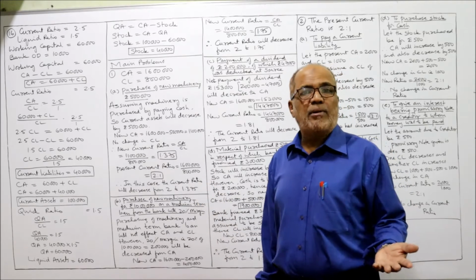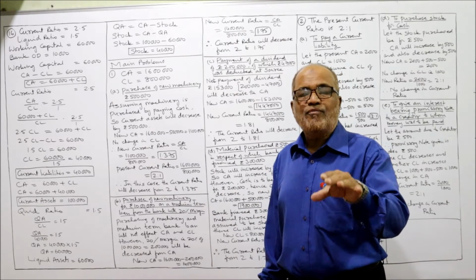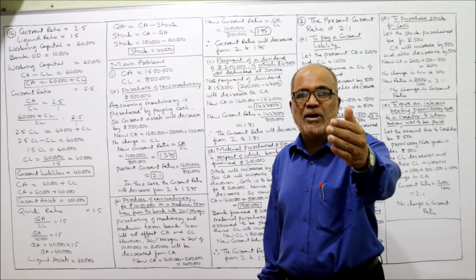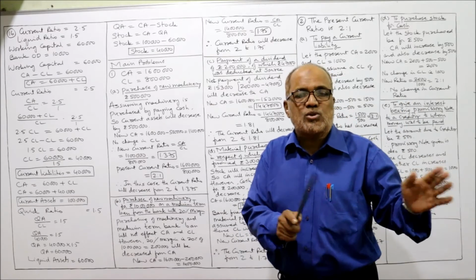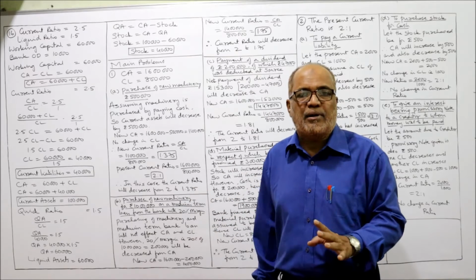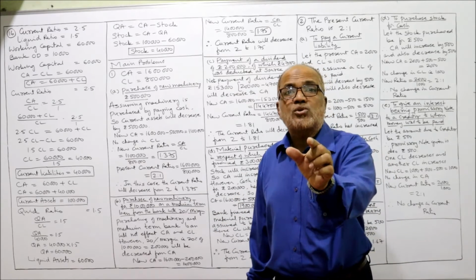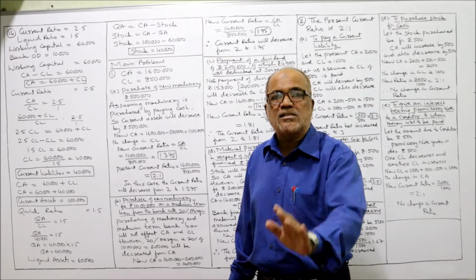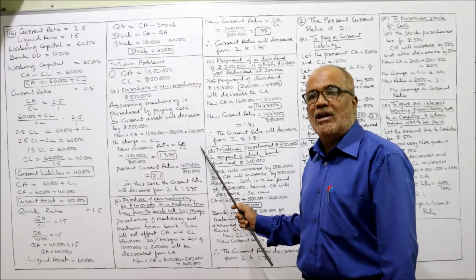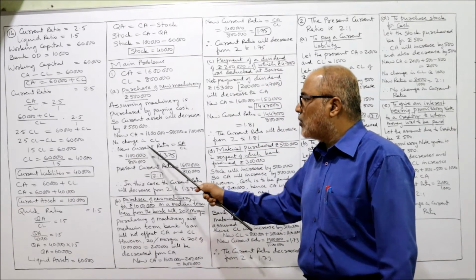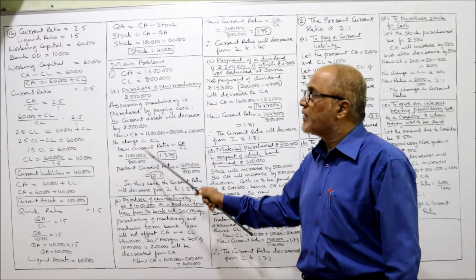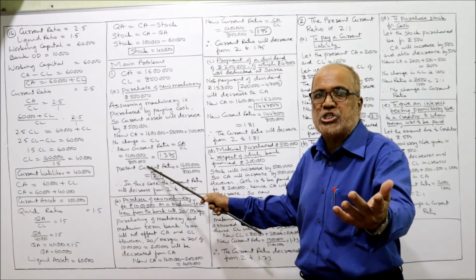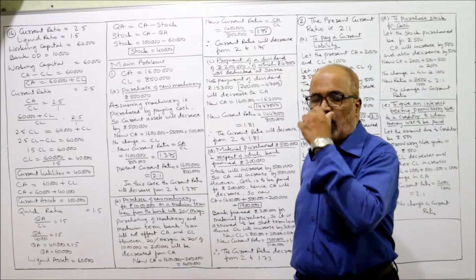No change in current liability. The effect of purchasing the machinery is only that machinery comes in, cash goes out. Machinery is a fixed asset, so it will not affect current asset or current liability. Keep it aside. Cash is going out, so our current asset will decrease by 5 lakh rupees, so 11 lakh rupees is the current asset. New current ratio will be CA by CL, 11 lakh divided by 8 lakh. Current liability is 8 lakh, no change. So 11 divided by 8, 1.375.